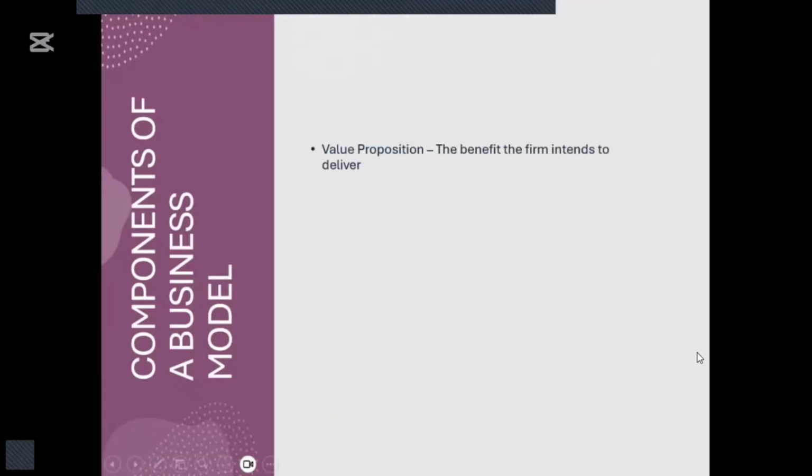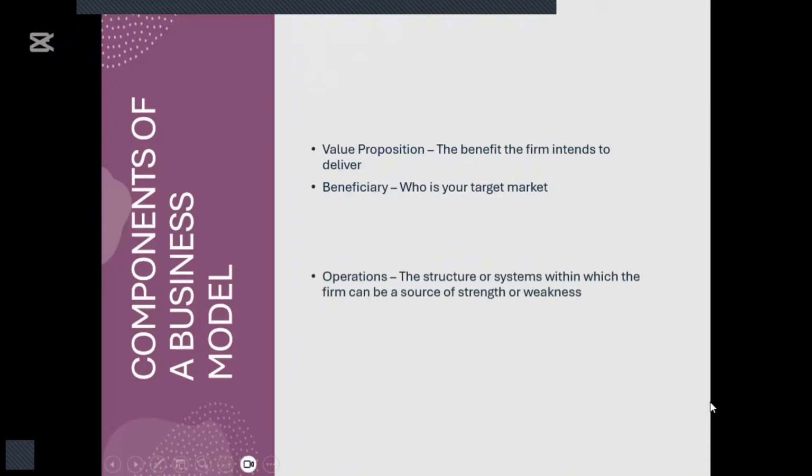The components of a business model are, first of all, its value proposition, which looks at the benefit that the firm intends to deliver. Basically, what will make a customer want to come to your business. The next area is beneficiary. So we are taking a look at exactly who is our target market.